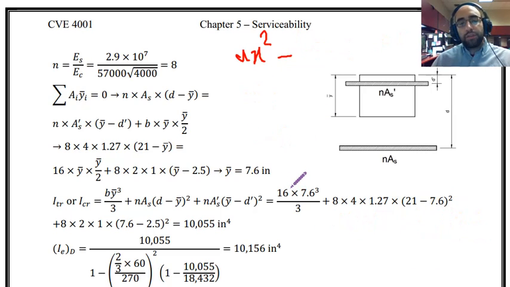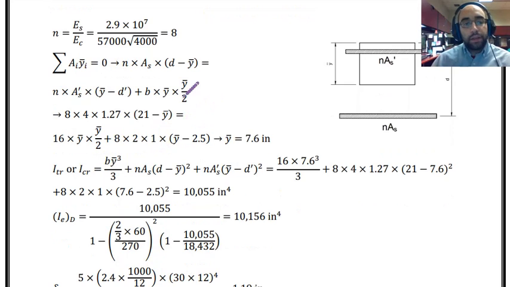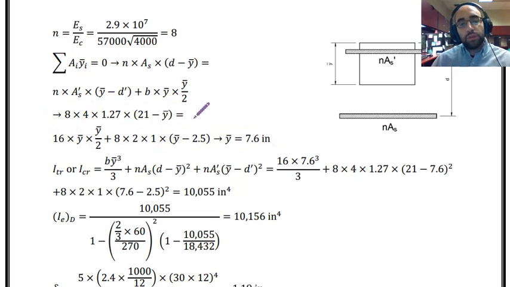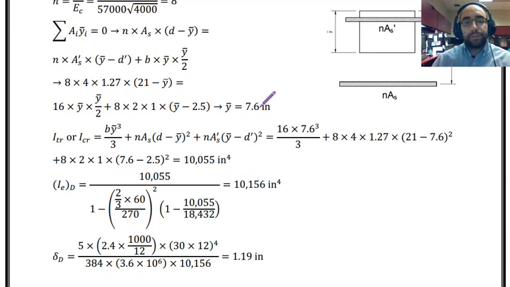But that is something from calculus. I just wanted to remind you about that if you are not using your calculator for finding the roots of this equation. But once you solve it, you can see you get two values for Y bar. One of them is negative, which is meaningless. The second one is the useful value for us, and that is 7.6 inches.